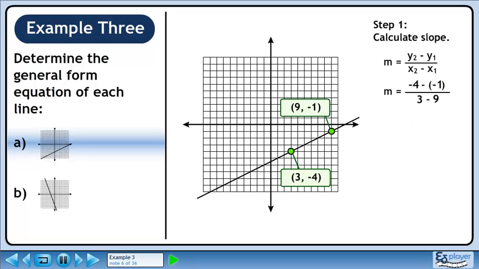Using the 2 green points, we can plug in our numbers. This gives us -3 over -6. The fraction reduces to 1/2. Let's store the slope of 1/2 beside the line so we can use it again later.